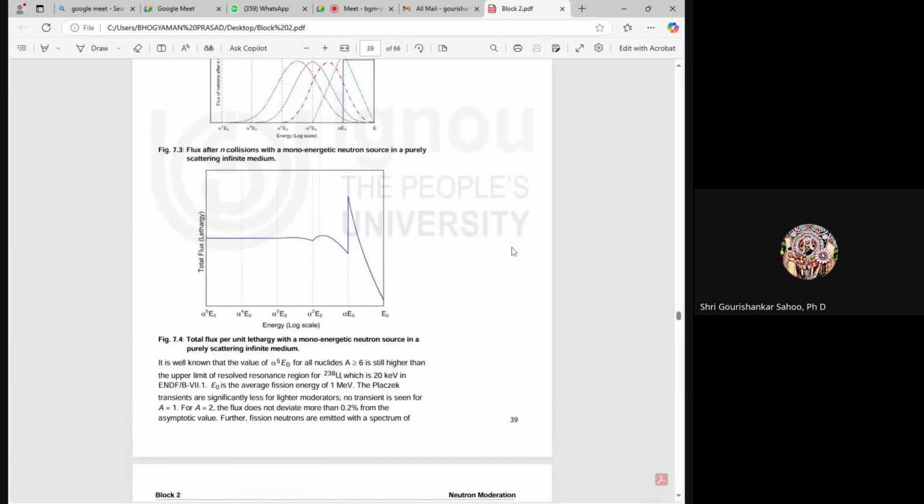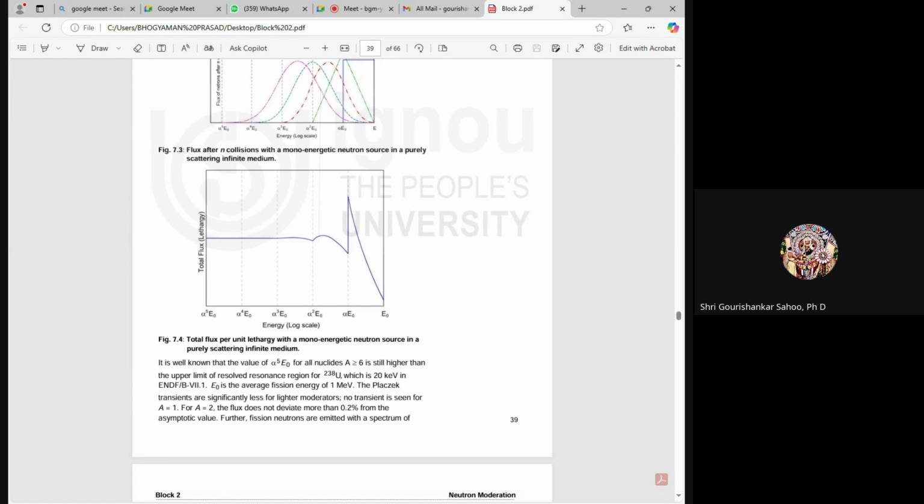You can see alpha to the power 5 E0, for all nuclides with A greater than or equal to 6, is higher than the upper limit of the resolved resonance region for uranium-238, which is 20 keV, and E0 is the average fission energy of 1 MeV. So there is a transient, and significantly it is less for lighter moderators. No transient is seen for A equal to 1, and for A equal to 2, the flux does not deviate more than 0.2% from the asymptotic value.